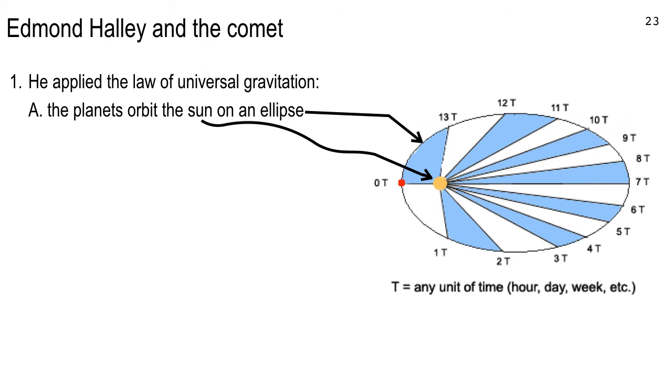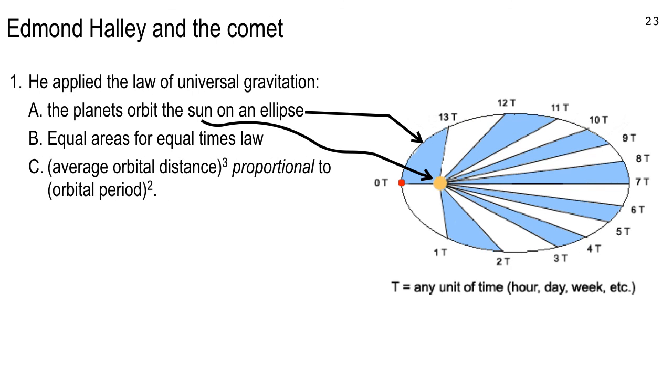The predictions of Edmund Halley, and this is particularly important. Your homework will involve this. Edmund Halley was a contemporary of Sir Isaac Newton. They were friends. And he applied the law of universal gravitation and figured out why it led to these three laws of planetary motion. Specifically, the third one, that the orbital average distance to the third power is proportional to the orbital period. All right?